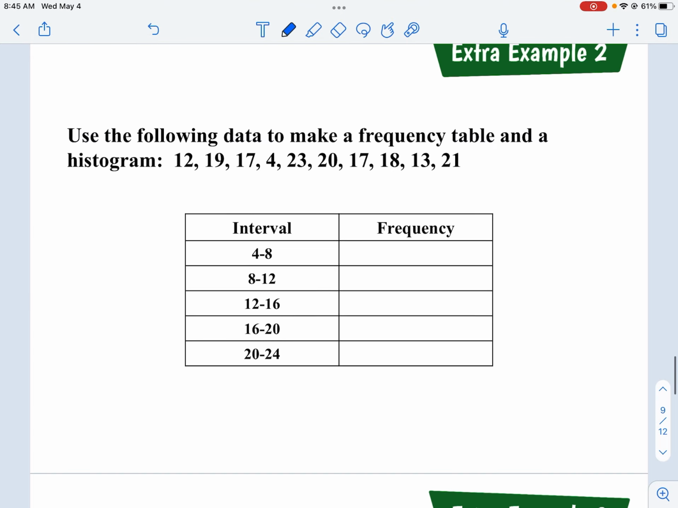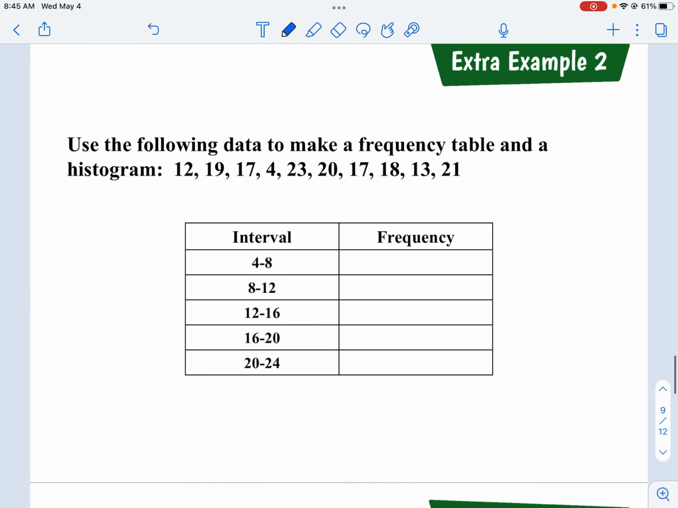And now we're going to do the same thing, okay? So it's already giving us the interval, so we just have to put in the frequency, okay? So 4 and 8, there's 1. So 1 tally mark. 8 to 12. Remember, our 12 is going to go in the next one for the 12 to 16. So there are none, so leave it blank. And then 12 to 16, 1, 2.